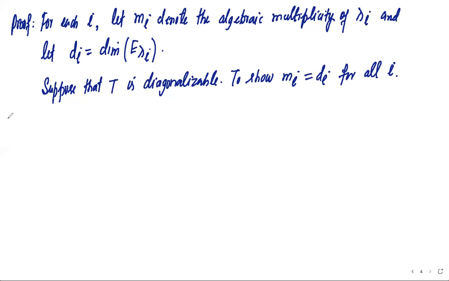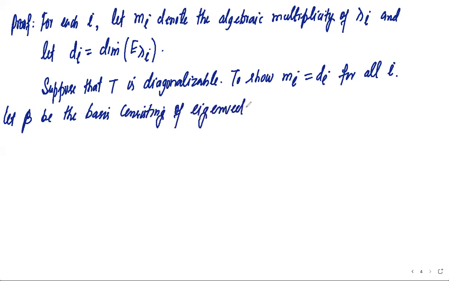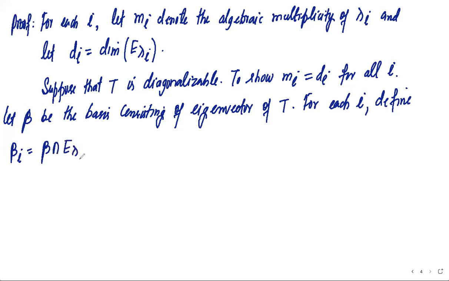Now for this, as we have seen, suppose that T is diagonalizable, therefore by definition, we have a basis consisting of the eigenvectors of T. So now let beta be the basis consisting of eigenvectors of the linear operator T. And for each i, define beta_i equal to beta intersection the eigenspace corresponding to lambda_i.